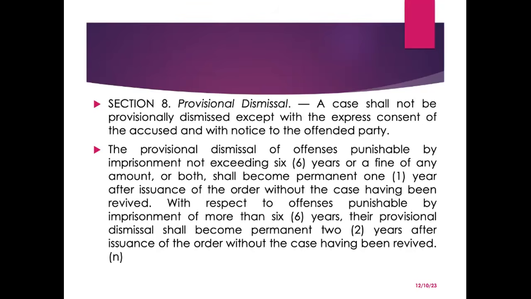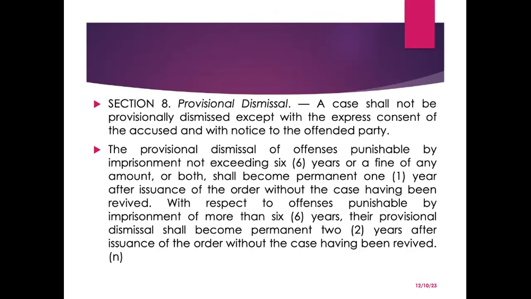The dismissal becomes permanent. With respect to offenses punishable by more than 6 years, the provisional dismissal shall become permanent 2 years after the issuance of the order without the case having been revived. Okay? So this concept of provisional dismissal contemplates that the dismissal of the criminal action is not permanent and can be revived within a period set forth by the Rules of Court. Remember, if not exceeding 6 years, you have 1 year to revive the case. For RTC cases, those offenses punishable by more than 6 years, the period within which you can actually revive that case is 2 years.